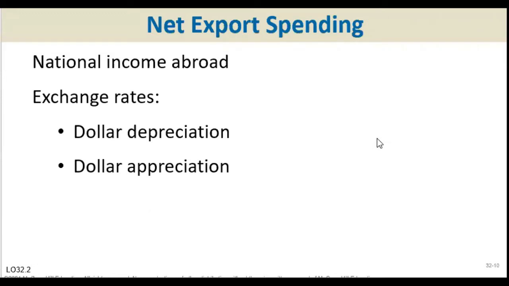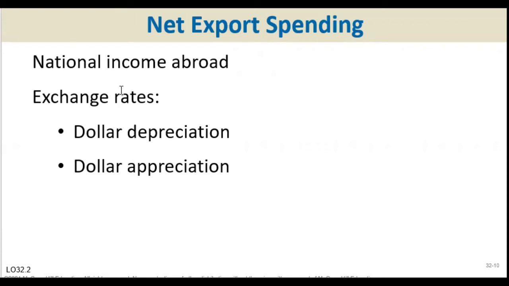As the national income of a U.S. trading partner increases, they will be more capable of affording U.S. goods, right? They'll be able to purchase goods produced in the U.S. And in doing so, the aggregated demand will increase. But if a foreign national income declines, the opposite will happen.